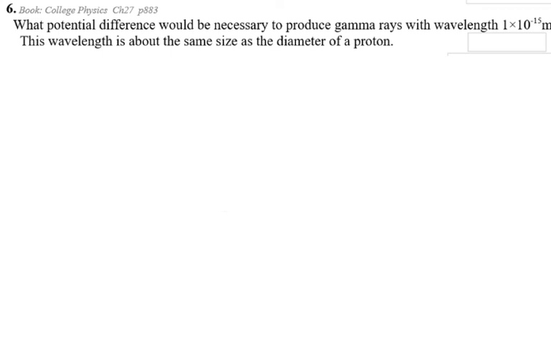In this question, they say what potential difference would be necessary to produce gamma rays with wavelengths of 10 to the negative 15 meters. And this wavelength is about the same size as the diameter of the proton. And potential difference, the voltage, is equal to the work done per charge. And the work is Planck's constant times the frequency, over the charge. And they ask you what potential difference would be necessary to produce gamma rays, and the wavelength is given.